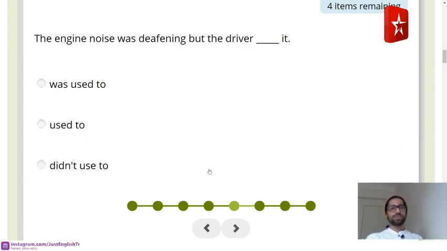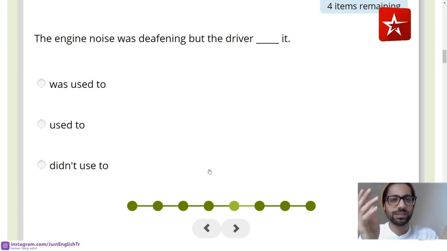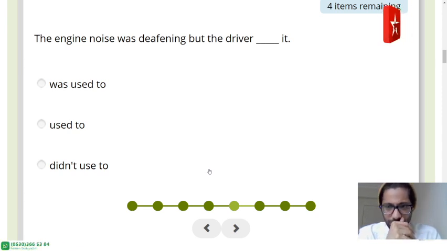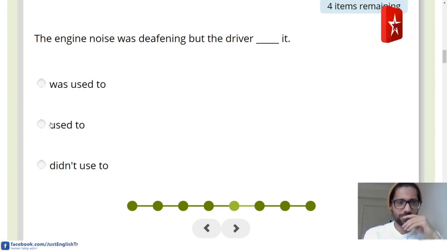The engine noise was deafening, but the driver blank. What we will use here? Here we've got the past continuous part that we discussed earlier. So what we will use here? We have A, we will choose A.